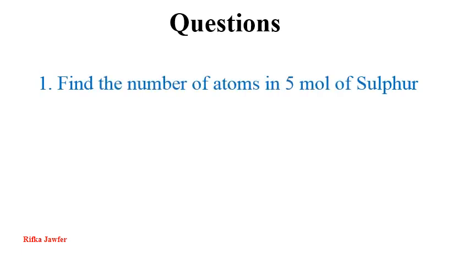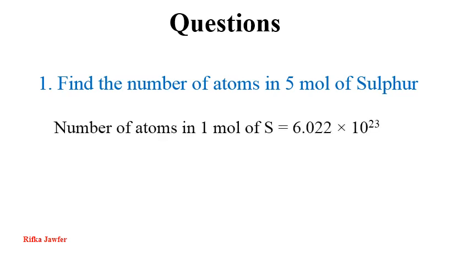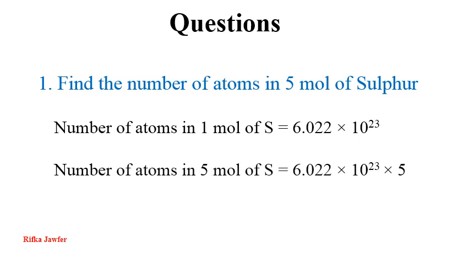First question. Find the number of atoms in 5 moles of sulfur. You know that 1 mole of sulfur contains 6.022 × 10^23 sulfur atoms. So, number of atoms in 5 moles of sulfur equals 6.022 × 10^23 multiplied by 5, which is equal to 3.011 × 10^24.